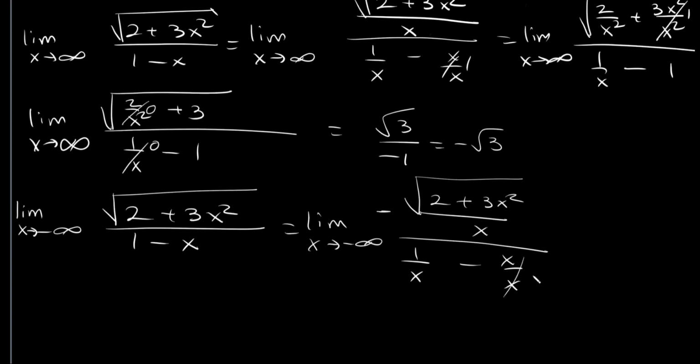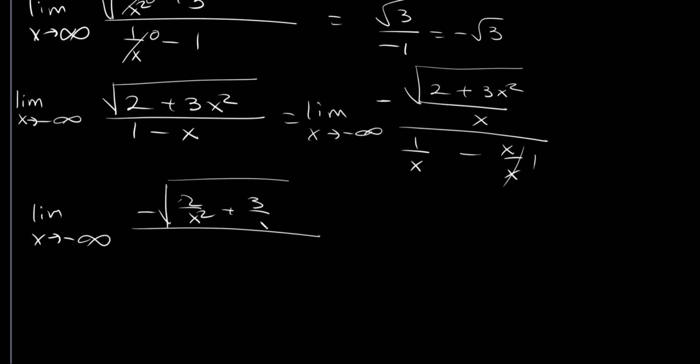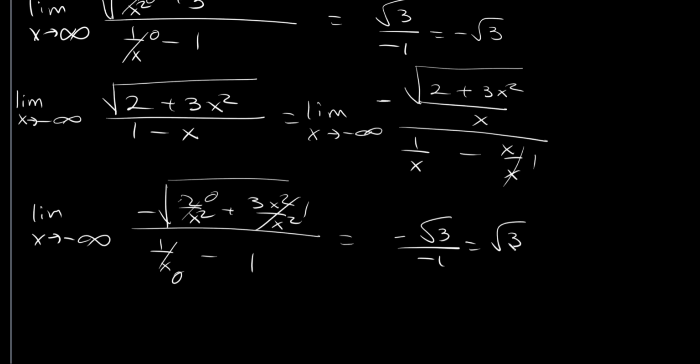Alright, so we'll try to cancel out my x divided by x, gonna give me 1. And let's plug in. So here is gonna be x to minus infinity. I write horribly. So here's gonna be 2 divided by x to the power of 2 plus 3x to the power of 2 divided by x to the power of 2. Cancel out x to the power of 2. I'm gonna get 1 here, and 1 over x minus 1. If I plug in minus infinity, here's gonna be 0, this is gonna be 0, and I'm gonna get minus square root of 3 divided by minus 1, giving me square root of 3.